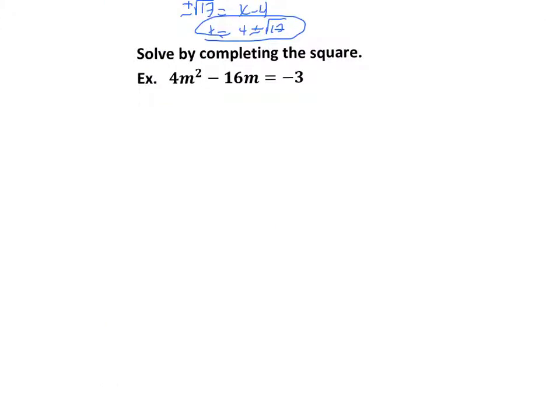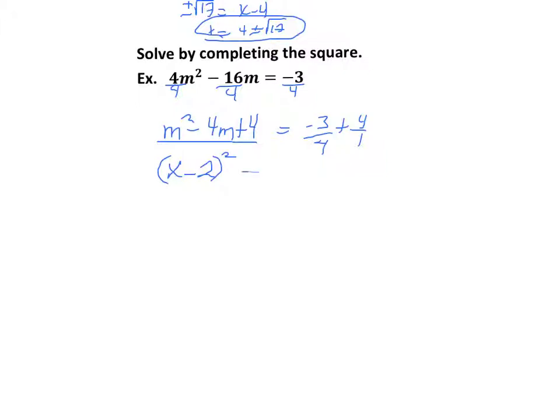First step here. Divide by 4. Excellent. Divide by 4. So we get m squared minus 4m equals negative 3/4. All right, half of minus 4? Minus 2 squared is 4. So again, this is a perfect square trinomial, and it's x minus 2 squared. Or sorry, m minus 2, it should be.